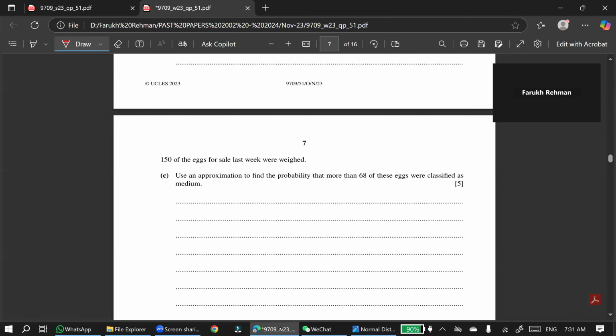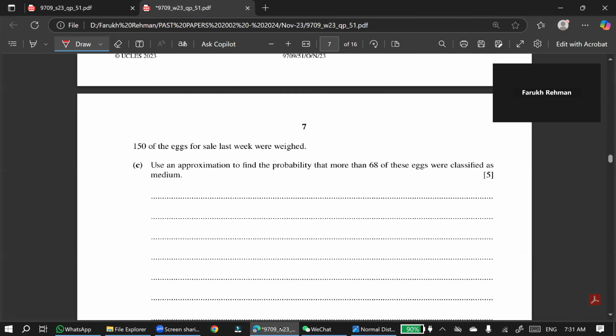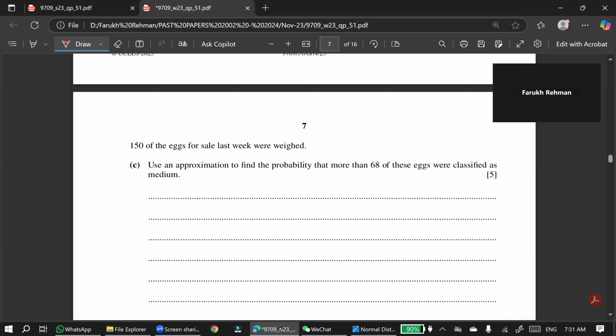150 of the eggs for sale last week were weighed. Use an approximation to find the probability that more than 68 of these are classified as medium. Now, in the last two questions, he was discussing the mass. We measure the mass. Mass is a continuous variable, and we used normal distribution for the mass of the eggs.